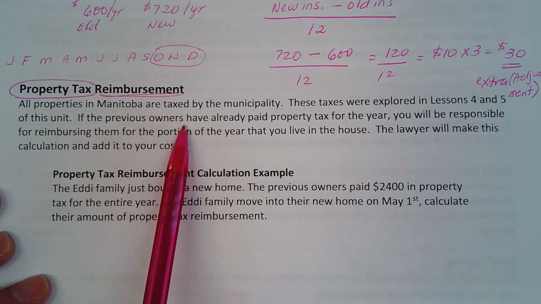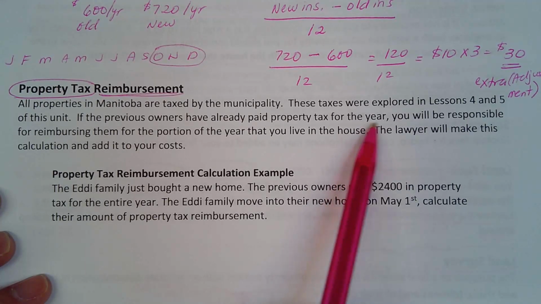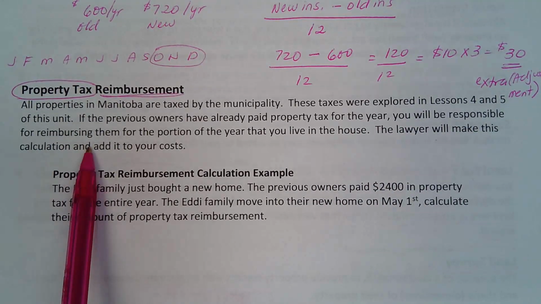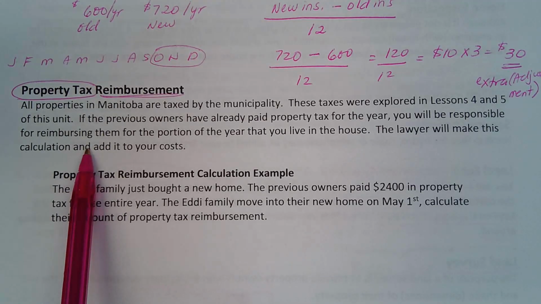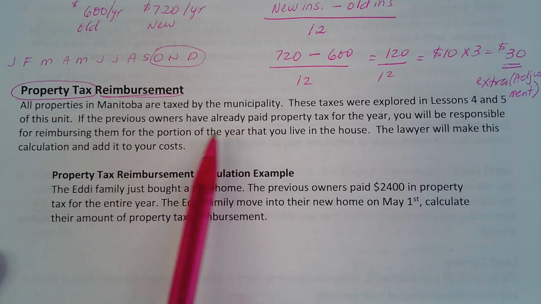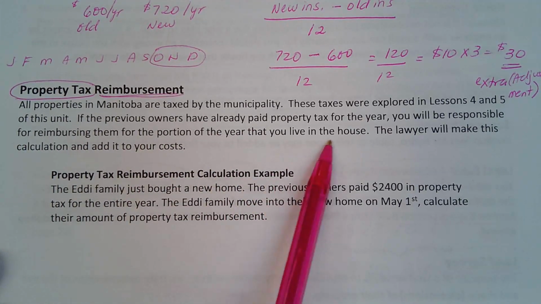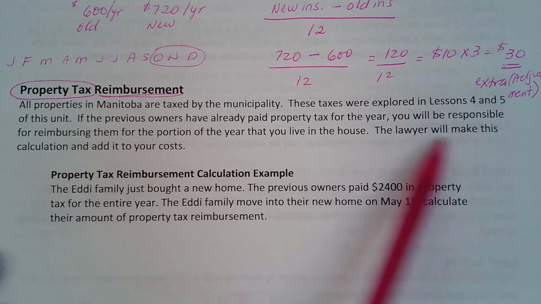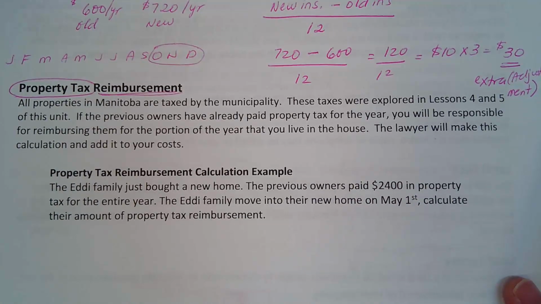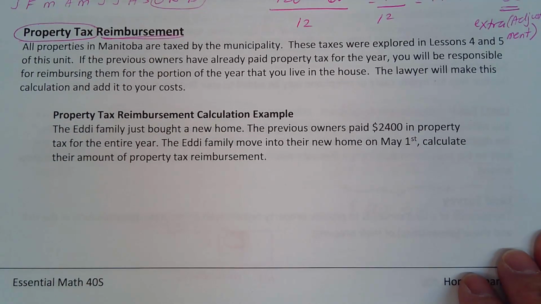If the previous owner has already paid the property tax for the entire year, you will be responsible to reimburse them, right? Because they already paid for the entire year. So reimburse them for the portion of the year that you will live in the house. The lawyer will make this calculation and add it to your cost. That's why we have to pay for this, because lawyers have to do these calculations.